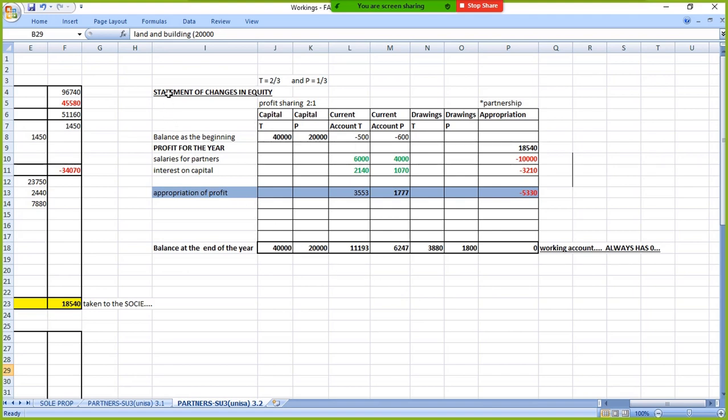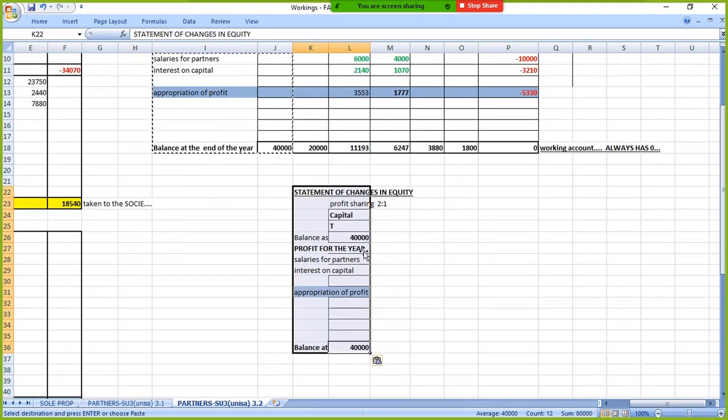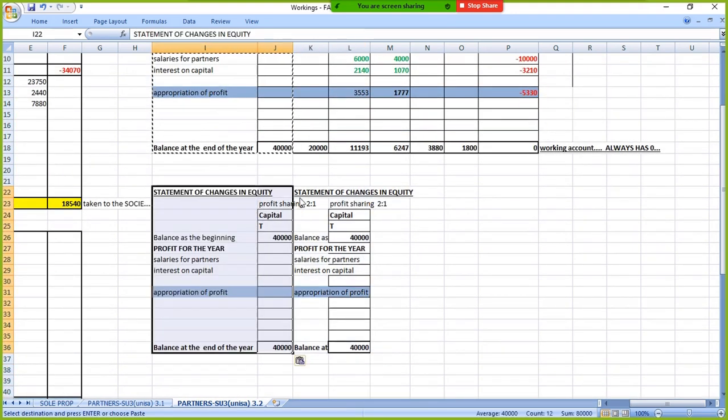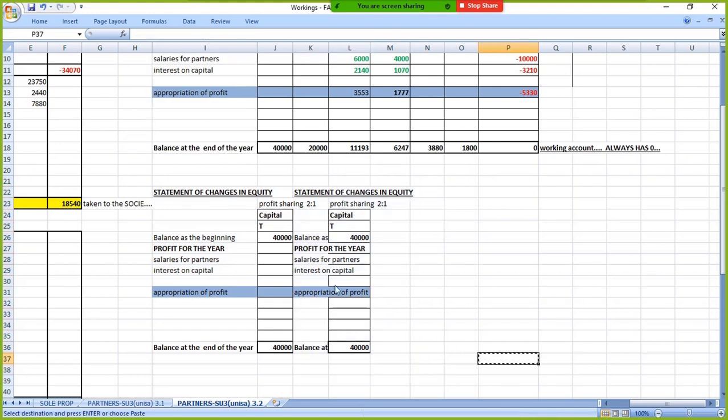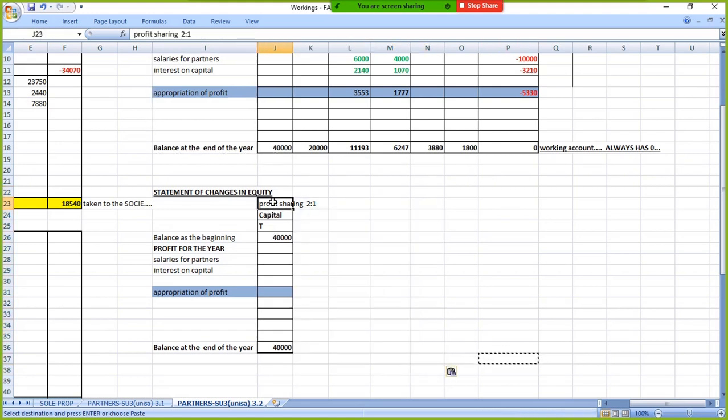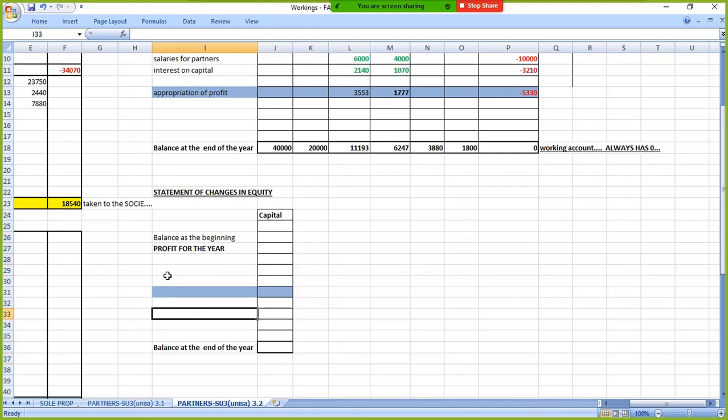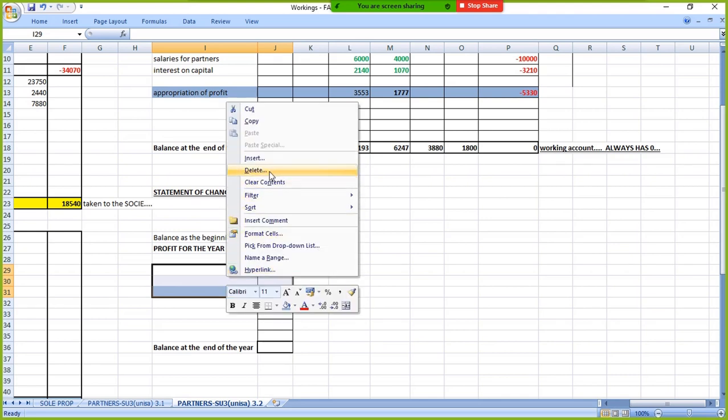Well, if it was a sole proprietor, you would only have this. It would just look like this. That's all you would have for sole proprietor. And then you wouldn't have any of that. Okay, for a sole proprietor, you would have this.